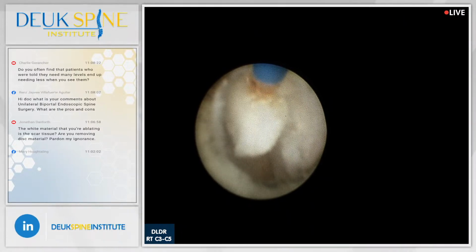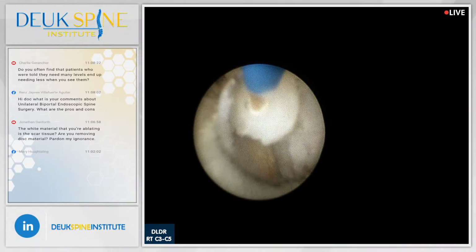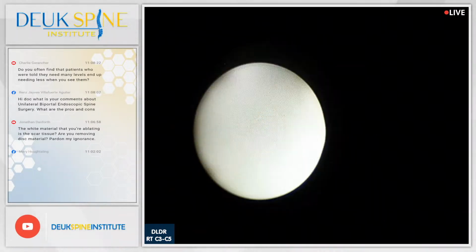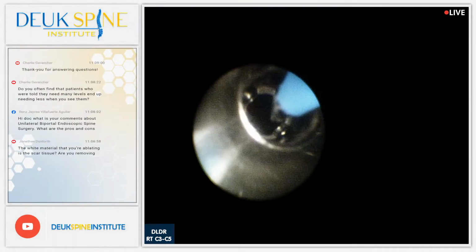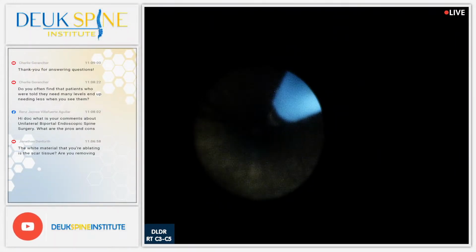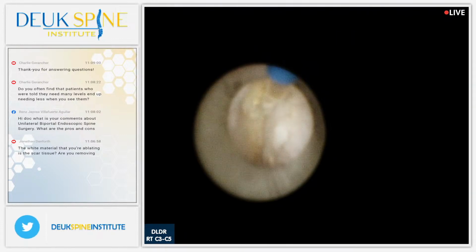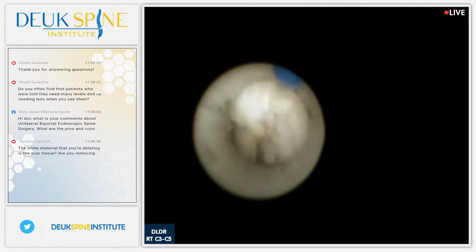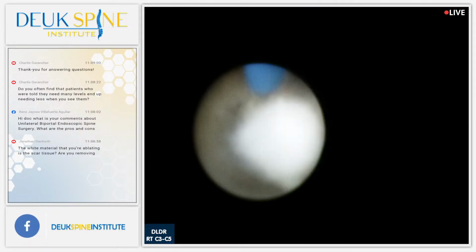So this piece of herniation here in the foramen sitting on the nerve root is too big to come out, so I have to chop it with the laser. There we go. Part of it's coming out now. And by the way, when you see it come out like that, I'm floating the herniation out, literally using the hydrostatic pressure of the irrigation to float it out.